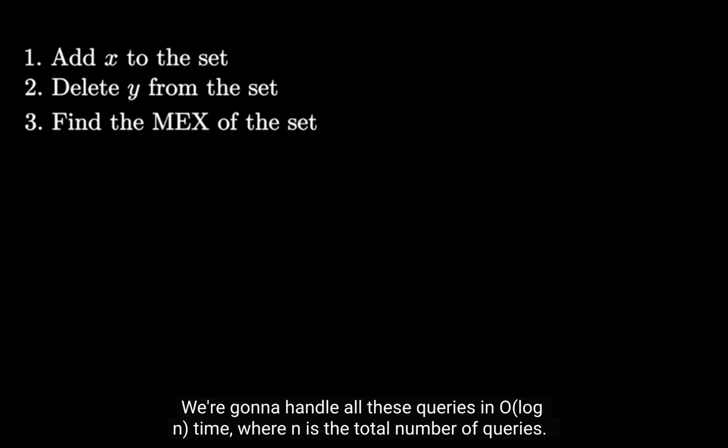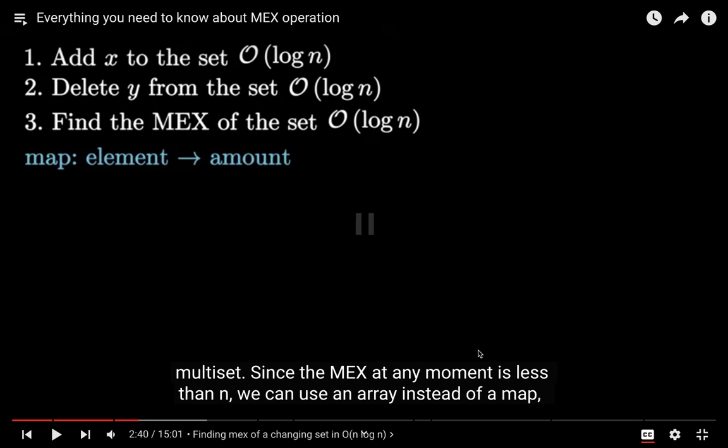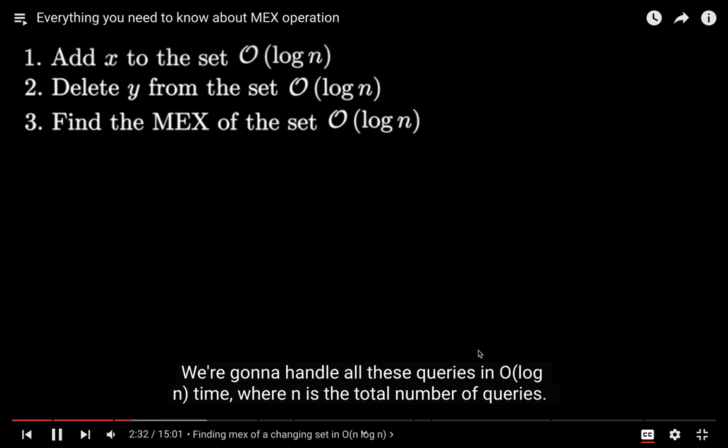Now let's learn how to keep track of the mex of a changing set. Let us have a multiset that is initially empty, and there are 3 types of queries. Add an element to our multiset, delete an element from our multiset, and find the mex of our multiset. We're going to handle all these queries in O of log n time, where n is the total number of queries. Let's make an std map, where for each element we will store its number of occurrences in the multiset.